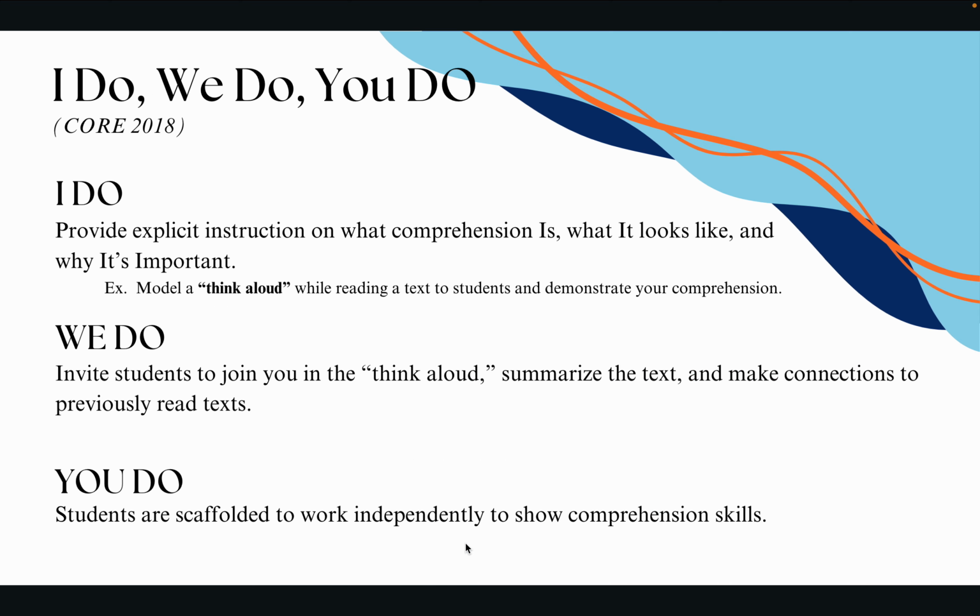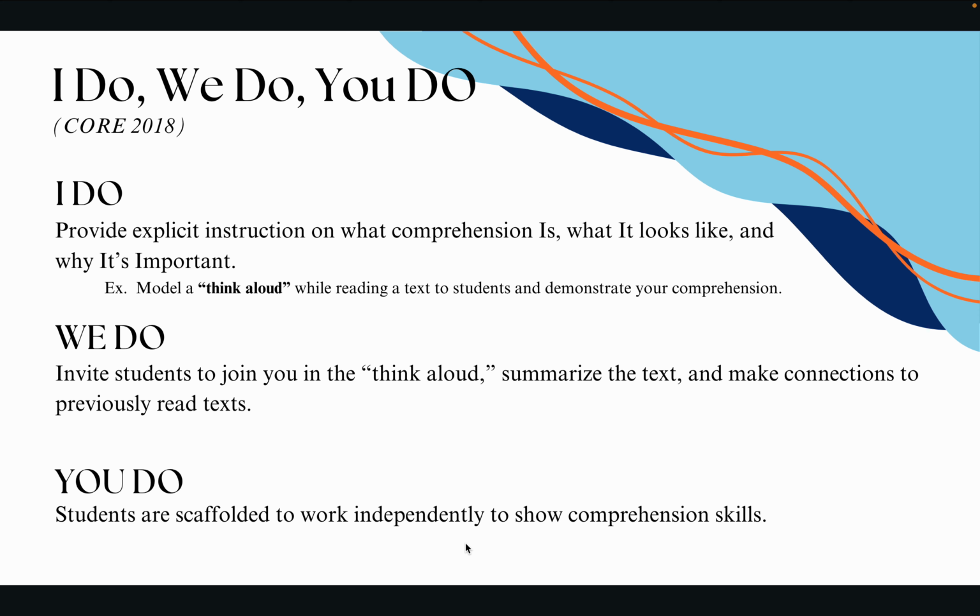So in the I do, we do, you do model from CORE, an I do would be to provide explicit instruction on what comprehension is. It is not a natural process. This is something that does need to be explicitly taught, and how thinking should sound, so what it looks like and why it's important. An example of this in the classroom is to model a think aloud.